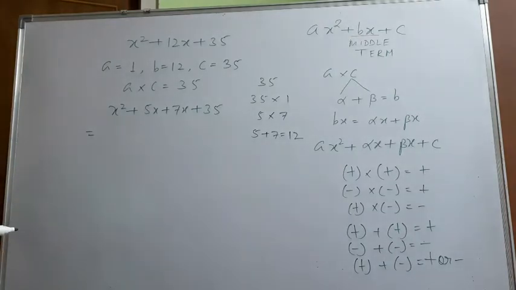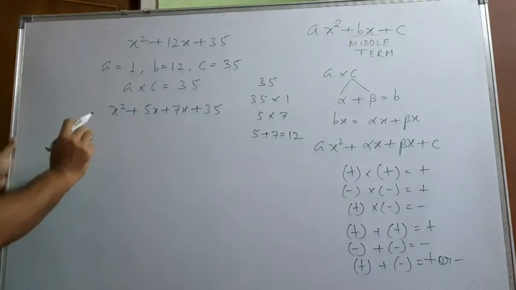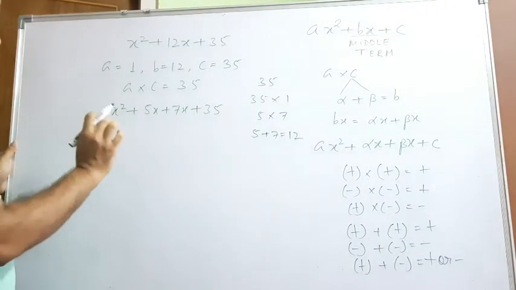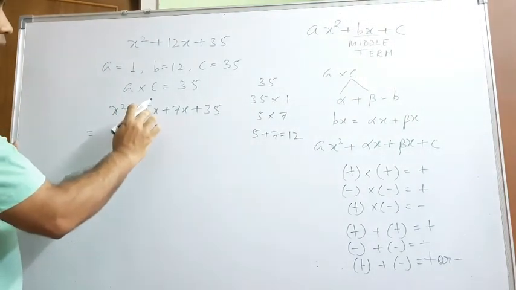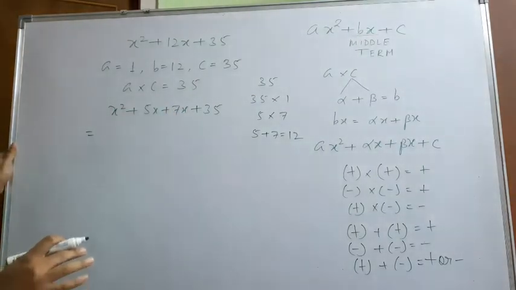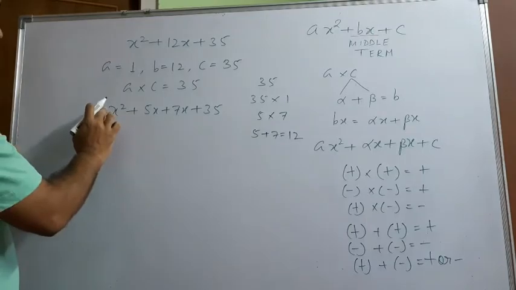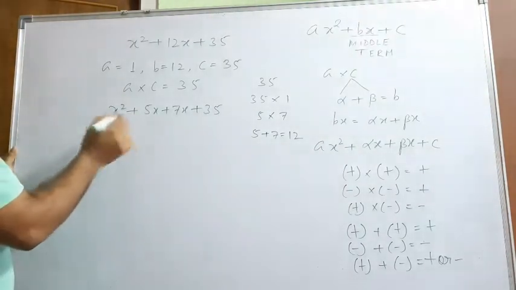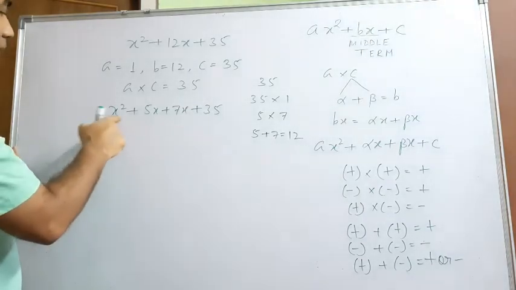Come to the factorization part. How to factorize? First you see the first and second term. One thing before factorization I want to tell you: you can write it as 5x plus 7x or 7x plus 5x. The order is not important. Now, first you see the numerical coefficient. Here 1, here 5. What is common? Nothing is common.